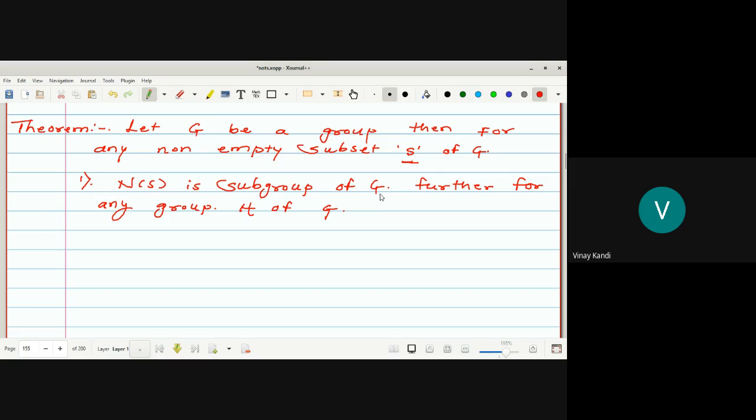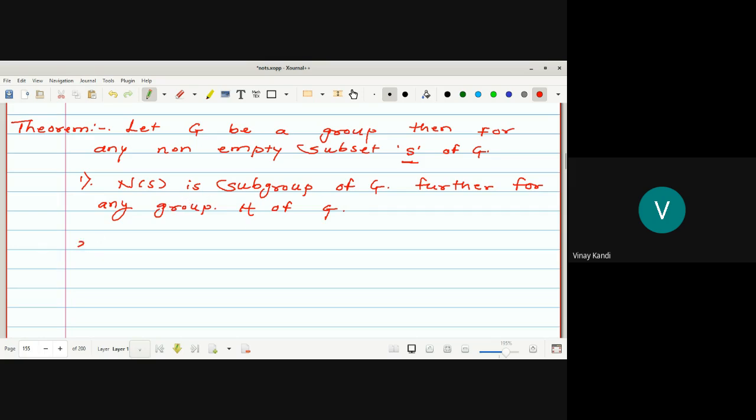What is the normalizer of S? The elements belonging to G such that they commute with each and every element of S. Further, this result is true for any group also. If H is a group of G, the normalizer of H is again a subgroup of G. The result does not fail for a set, it also holds for a group. If S is a non-empty subset of G, then the normalizer of S is a subgroup of G. Further, for any group H of G, this result also holds. That means N of H is again a subgroup of G.